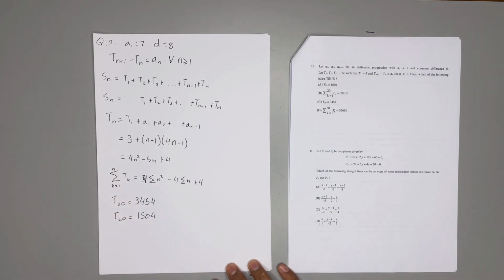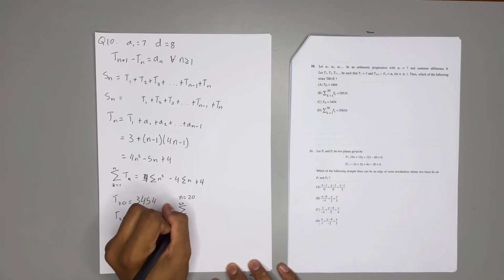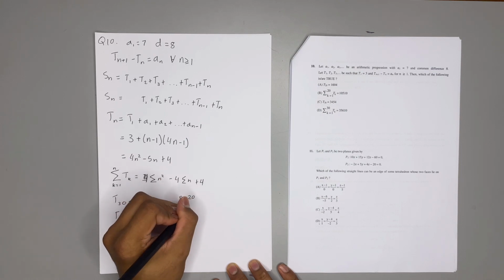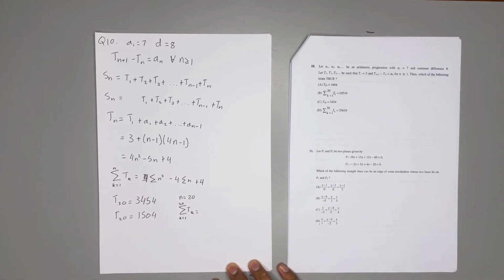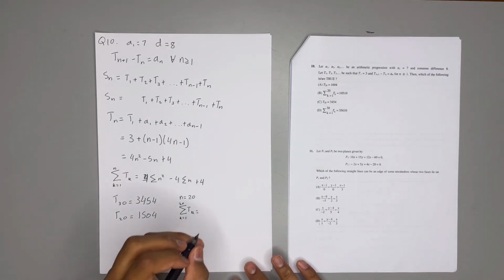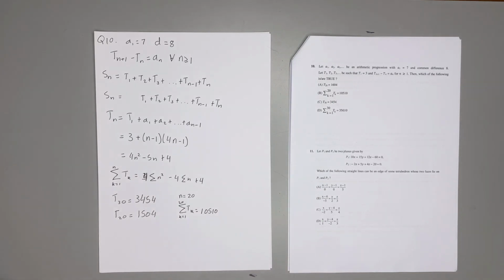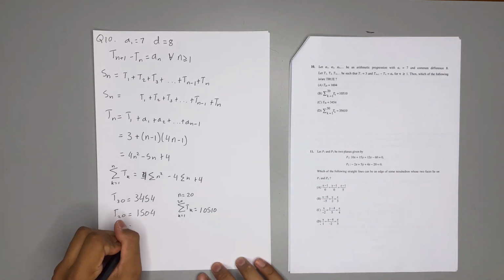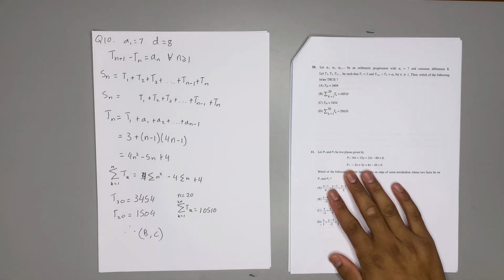Coming back to this over here, let n equal to 20. We get k equals to 1, the sum of T of k should give me 10510. Correct. Looking at this, we get B. Therefore, B, C are our final answer. Question 10 done. Let's go to question 11.